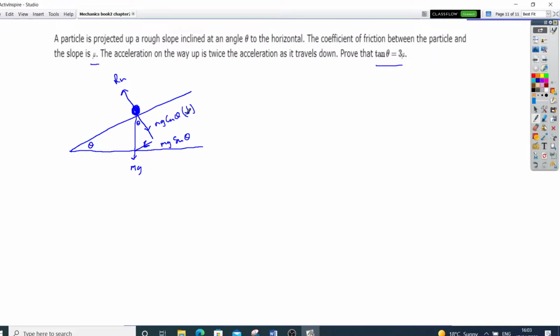Let's talk about friction now. Friction is mu times R, and in this case R is mg cos theta, so friction is equal to mu times mg cos theta.